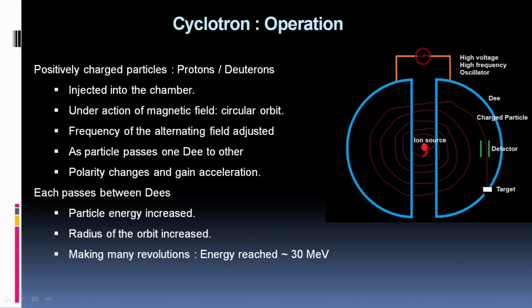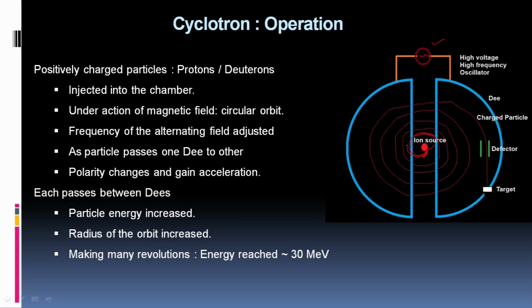They are injected into the chamber, and under the action of the magnetic field, they start rotation. And the frequency of the alternating field, we have already mentioned that there is an alternating field applied between two Ds. The frequency of this alternating field is so adjusted that as the particle passes from one D to the other, the polarity changes and it gains acceleration.